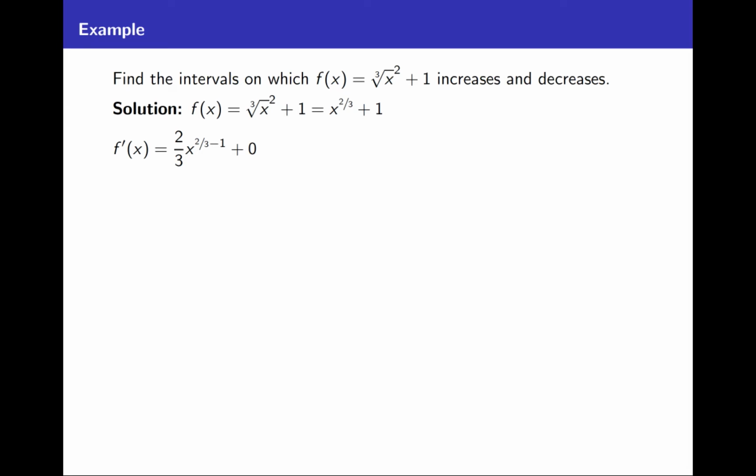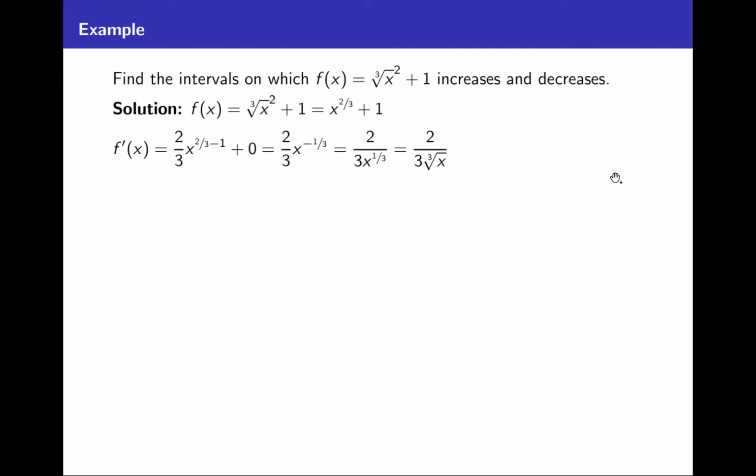So its derivative by the power rule is f prime of x equals 2/3 x to the power of 2/3 minus 1 plus 0. The derivative of that 1 is 0. And that's 2/3 x to the power of minus 1/3. That simplifies to 2 over 3 x to the 1/3. Converting to a radical gives us 2 over 3 cube root of x. So that's f prime of x.